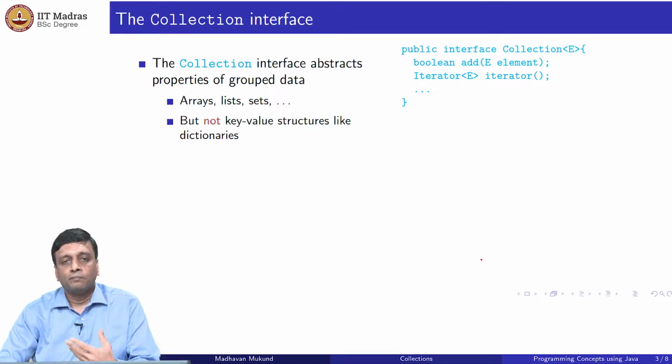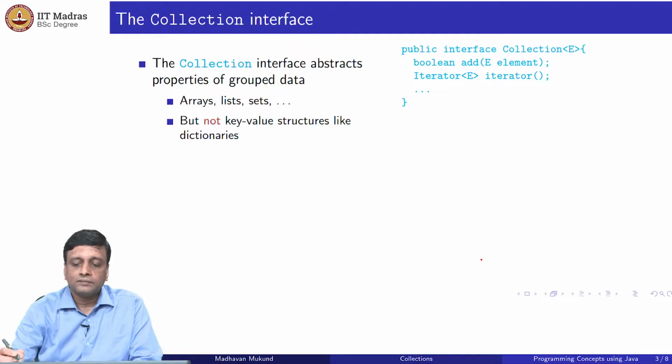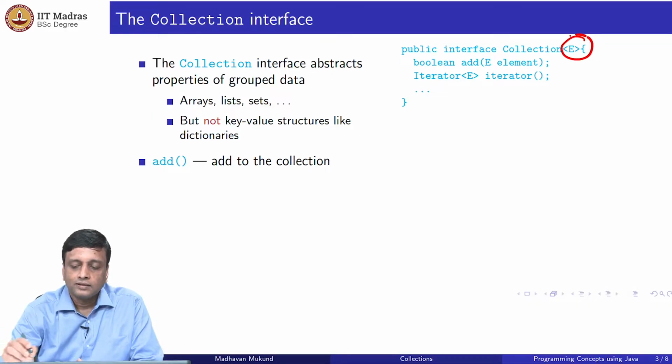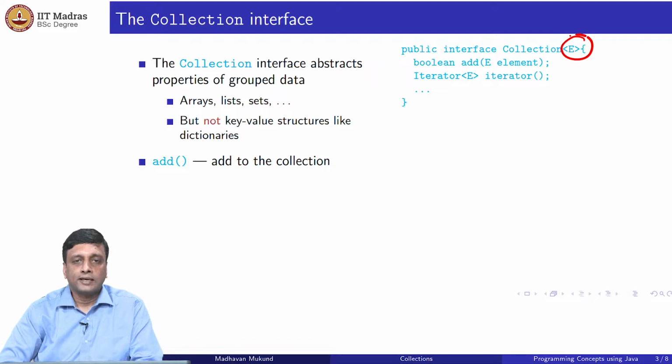The most basic thing that you can do with a collection is add an element to it. Add is a function which takes, notice that we are using this generic feature that we saw last time, where we have type variables. So, we can have a collection over any underlying type.